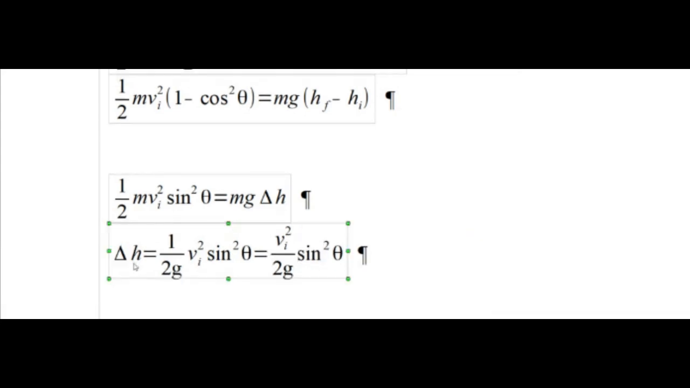This is slope intercept form now. So delta h is my y value, sine squared theta is my x value, and so therefore my slope is that coefficient of the x. So the slope is v i squared over 2g, and the intercept is 0.